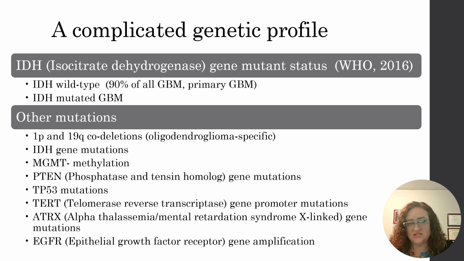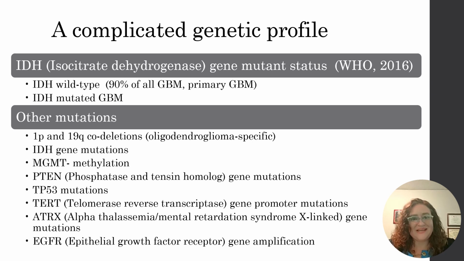Now, the IDH is a key rate-limiting enzyme in the Krebs cycle, and it plays a really important role in energy metabolism. So specific mutations there disrupt the cellular metabolism, induce DNA methylation, and change the chromatin structure. Wild type is by far the worst survival and prognosis, but people who have that IDH mutant indicator tend to have a little bit longer lifespan.